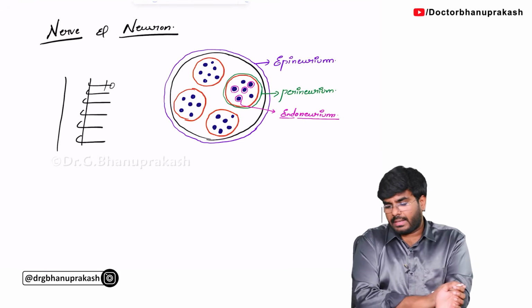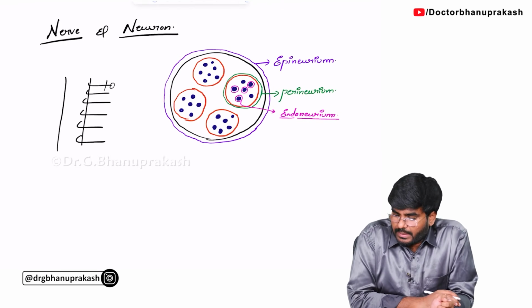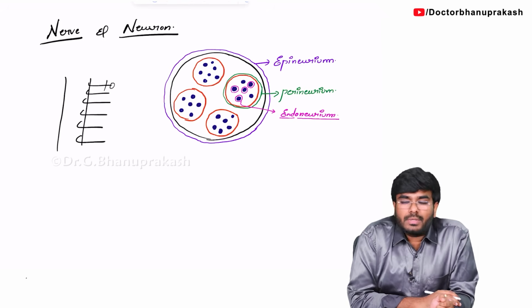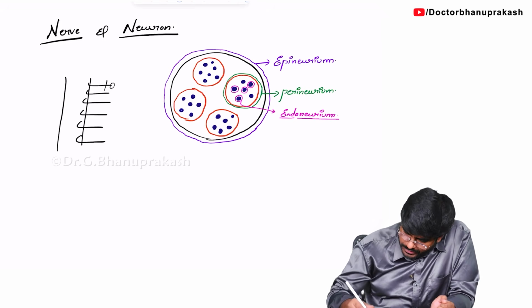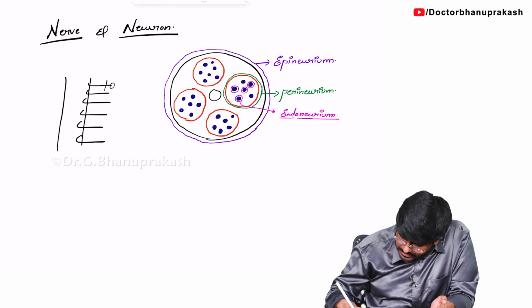So now you understand. Totally how many layers are there? There are 3 coverings: the epineurium, perineurium and endoneurium. Now here you will also have the blood vessels in between the fascicles. Let me show it with a different color. These are the blood vessels, guys. Even though I am showing them with black color, these are the blood vessels.